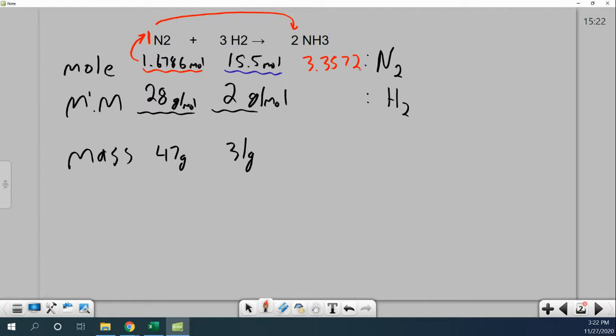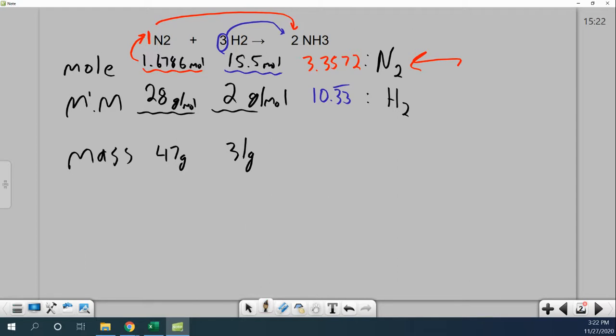And now I'll check my hydrogen, the blue one. I got 15.5 moles. I got to divide it by 3, because there's a 3 here. And then I got to times it by 2. So if I use all my hydrogen up, all 15 moles of hydrogen, I'd end up making 10.33 moles of ammonia. So okay, pretty clear here which one's the limiting reagent, right? We're only able to make 3 if we use the nitrogen. So nitrogen's our limiting reagent.